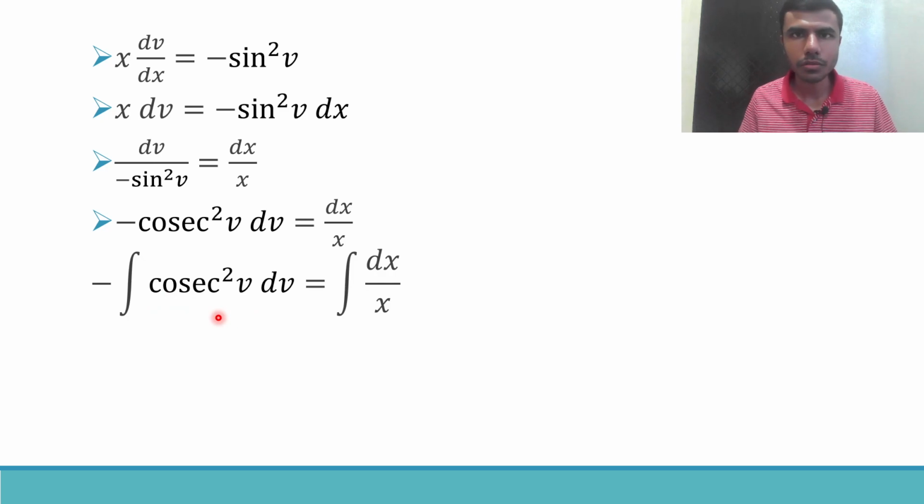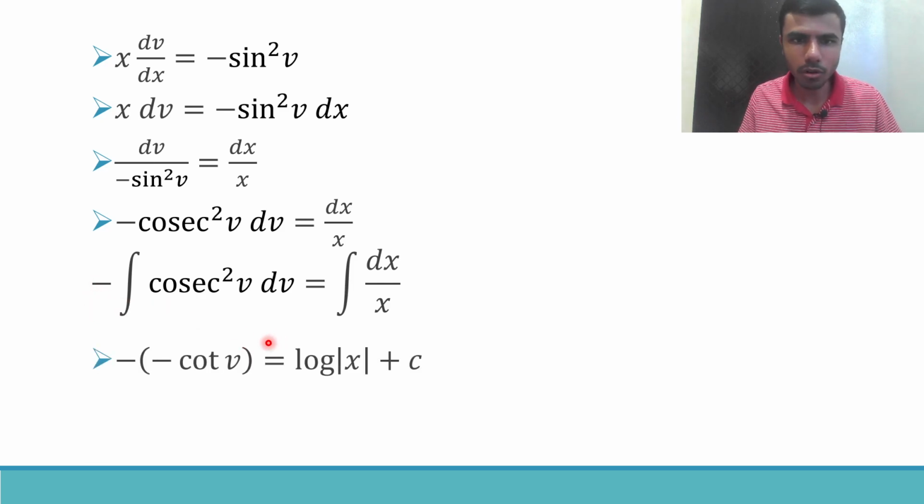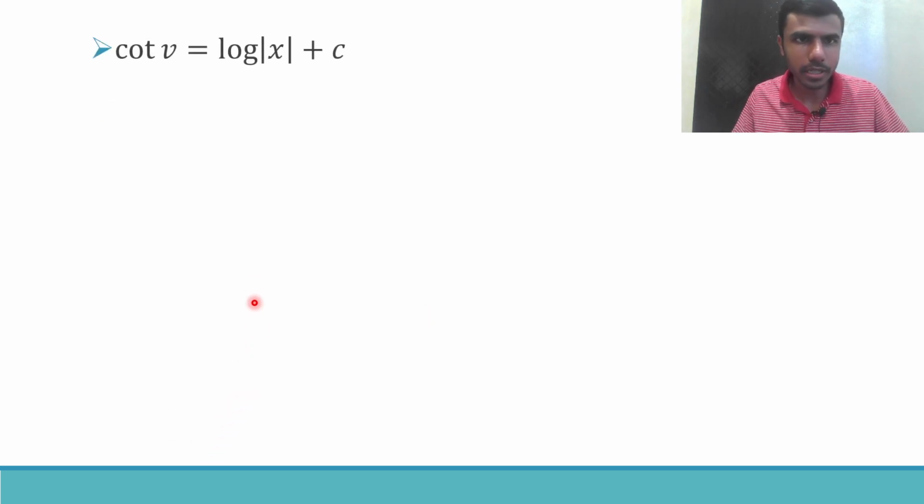Now integration of cosecant square v is nothing but minus cot v, and there is already a minus outside. So minus of minus cot v is nothing but log mod x plus c. Now integral dx by x, I'm sorry, integration of 1 by x is nothing but log mod x. That's why I have this. So just simplify it. So I get cot v is equal to log mod x plus c.